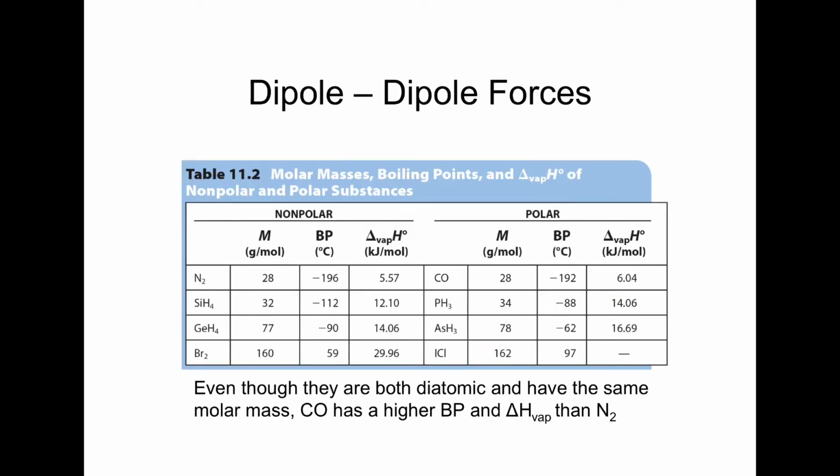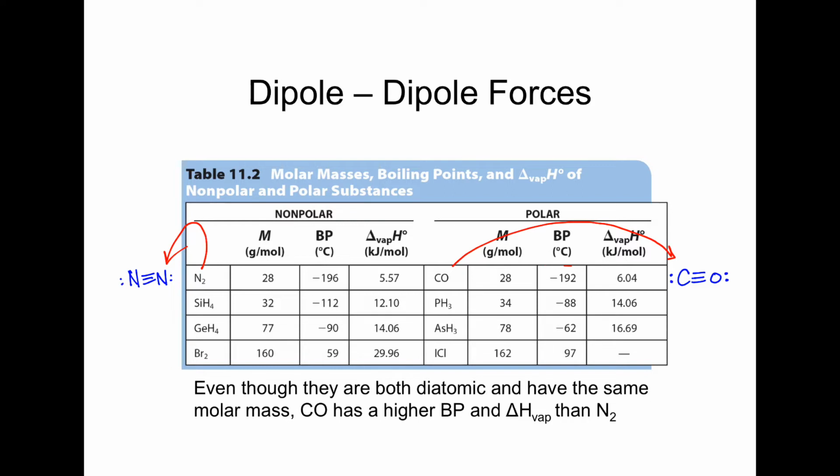So now I'd like to look at some data, and I know that there are a lot of numbers on this chart. I'd like to focus in on one line at a time. I'd like to compare nitrogen gas to carbon monoxide. Now I've drawn the Lewis dot structures for each of these molecules. Nitrogen gas has a Lewis structure like that, and carbon monoxide looks like that.